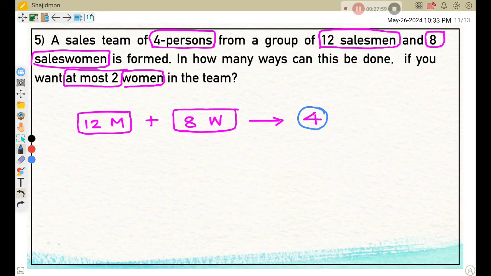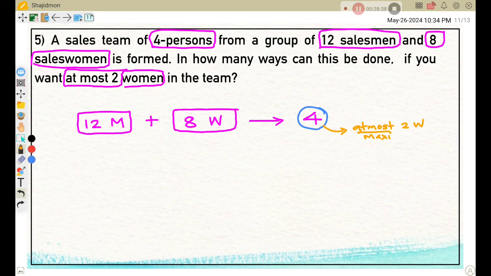So when selecting, there is a condition. What is the condition? At most 2 women in the team. Out of these 4 people, at most 2 women should be in that committee. What is the meaning of at most? At most means maximum. Keep in your mind that at most means maximum. So a maximum of 2 saleswomen should be there in that 4-person committee.